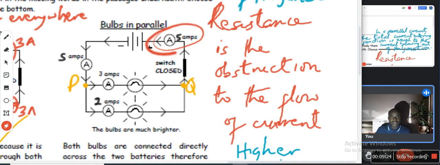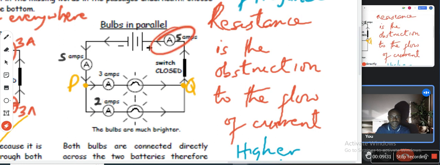Can you see why here is 5 amps? Scroll down to see what I'm showing. Here is 5 amps because they combined. This one 3 came to Q, 2 came to Q. They combined and became 5 amps. It's the same 5 amps that flows all through.